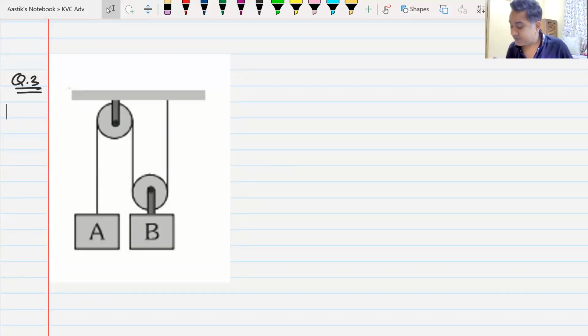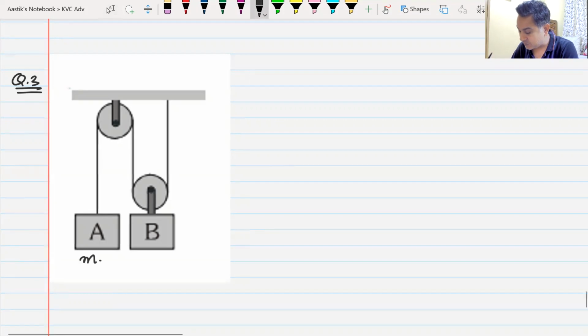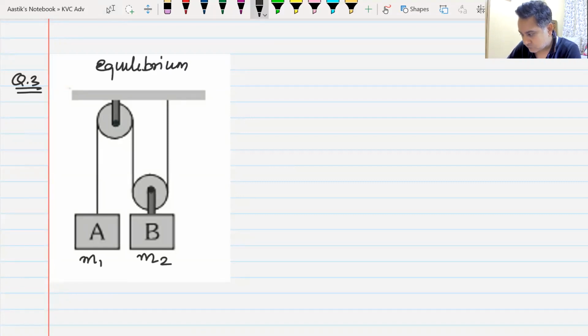Blocks A and B are hung on pulleys. They are not on one pulley, remember, there are two pulleys. Let us say the mass of block A is M1 and the mass of block B is M2. You have to find the relation between M1 and M2. Remember, the system is in equilibrium, and you have 2 minutes to do this.